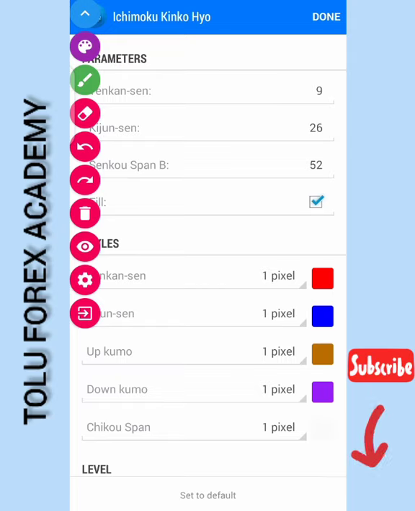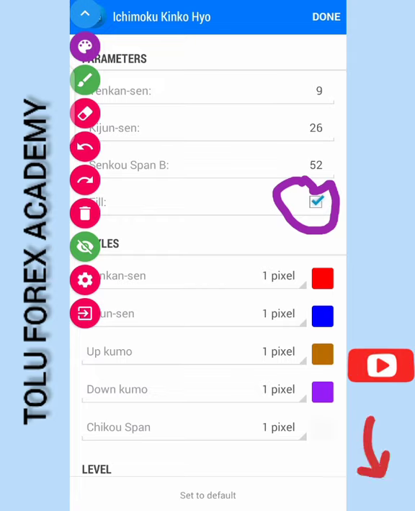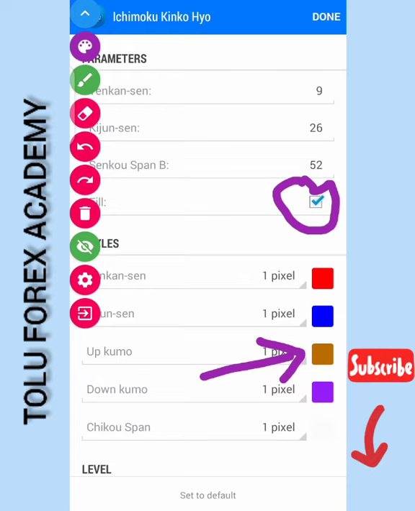Alright, and then the next thing I'm going to do is change this up Kumo to a color that shows an uptrend. So I will change it to, let's say, light green. And then this down Kumo, I'll change it to, let's say, a red or orange color, so that I just see a difference. I want to use the colors that I'm used to for uptrend and downward trend. Get what I mean?